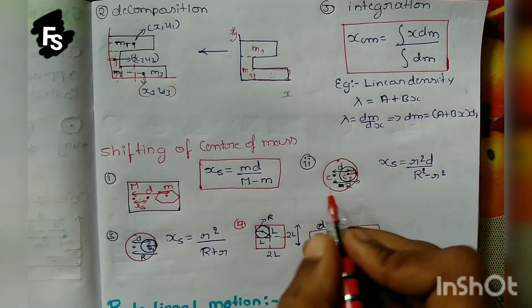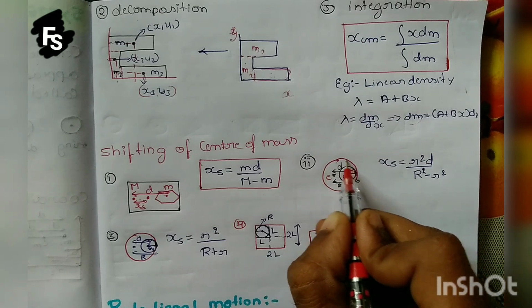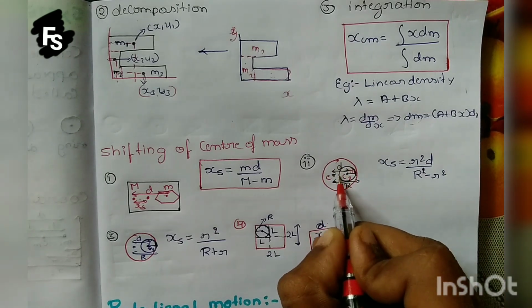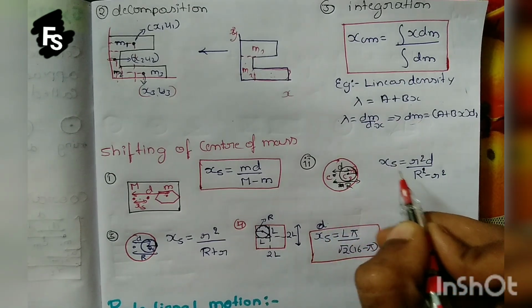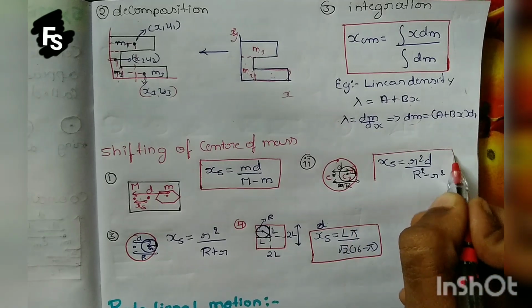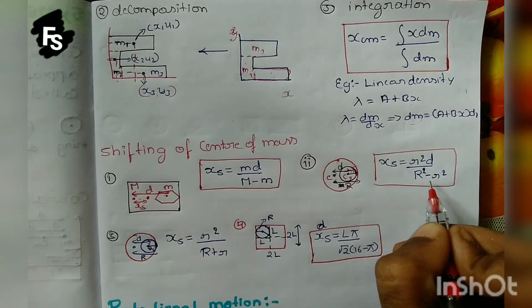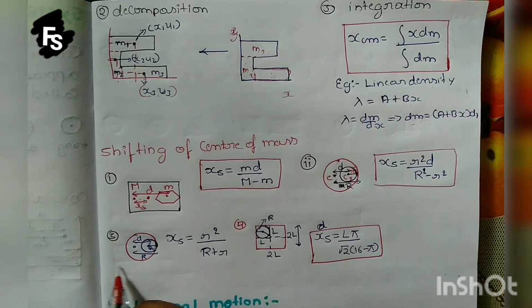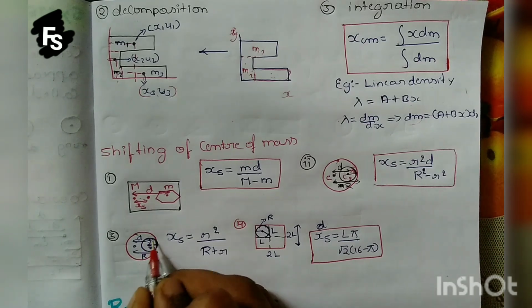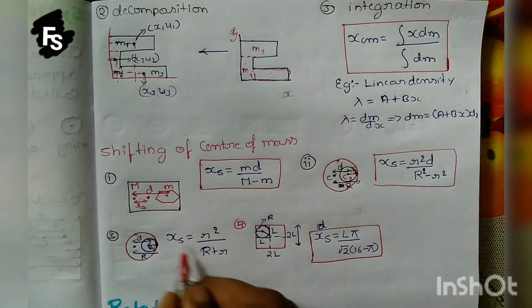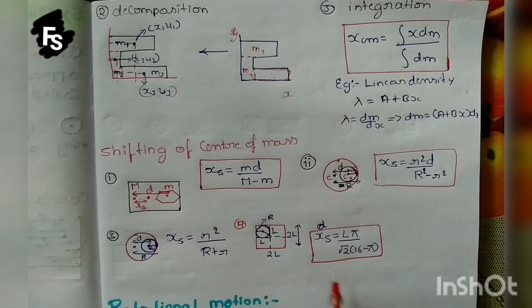Okay. See here, for a disc, if you remove a small circle from here, there is a distance between them. Okay, this gap is the distance. Then we will get the formula like this: x is equal to r square d by capital R square minus r square. For this disc, we remove a circle by touching it here. These two circles are touching. Then the formula will come as r square by R plus r. For a rectangle, if we remove a circle, then shifting of center of mass x is equal to L pi by root 2 into 60 minus pi.